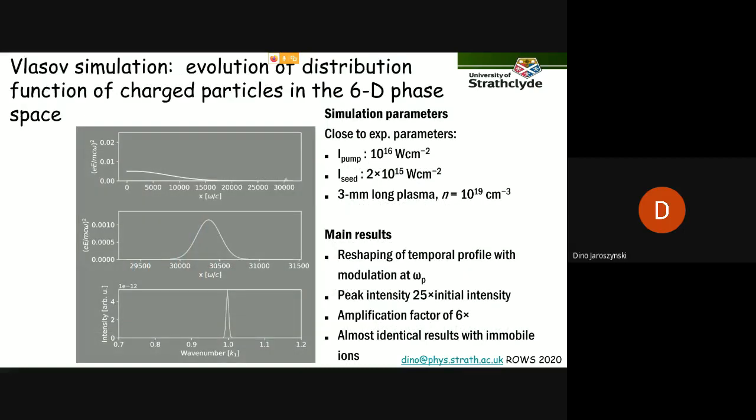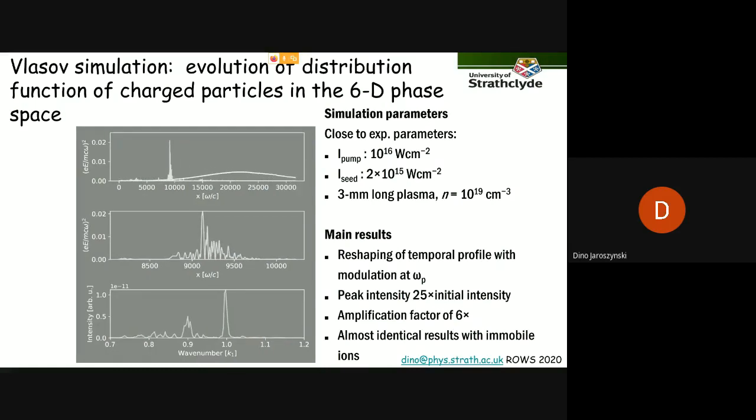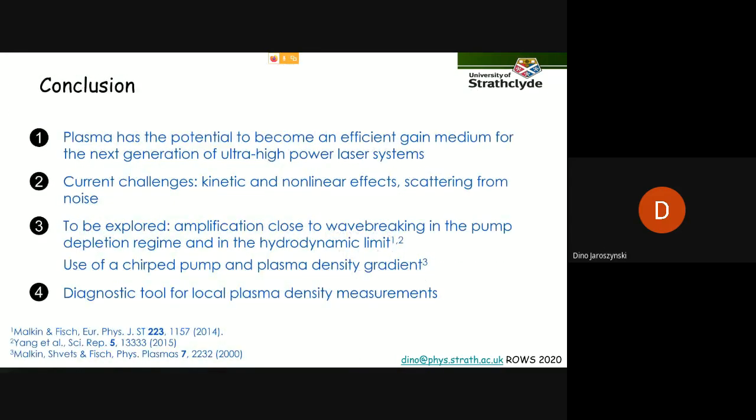So we've done a series of simulations. Simulations are an important part of this work, and we've used Vlasov simulations. This is modeling the evolution of the distribution function of the charged particles in a six-dimensional phase space, momentum and position, and one can then follow the interaction. And we can see here that you get amplification at the Raman frequency, and potentially also the Compton frequency.